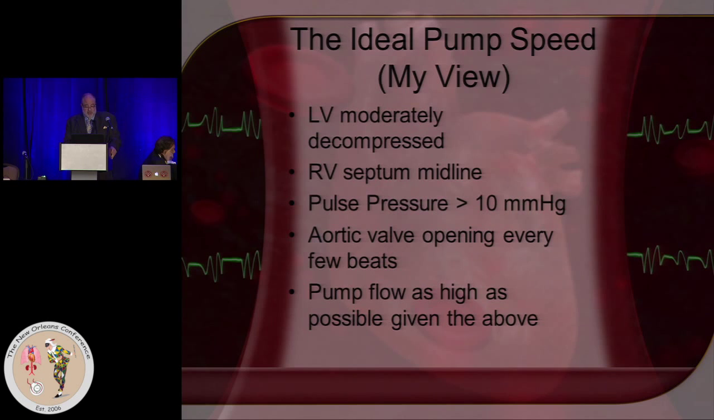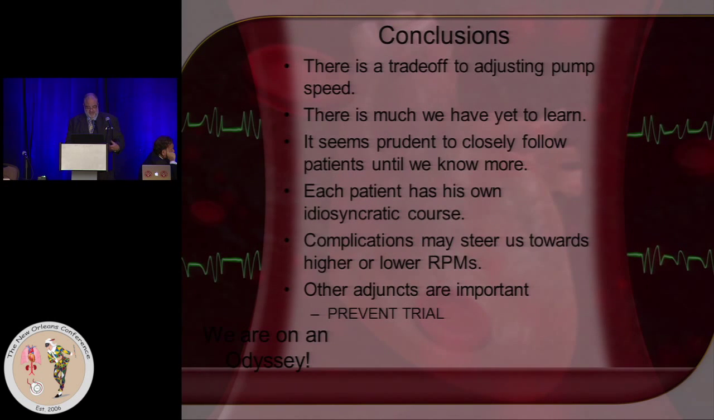In my view, the ideal pump speed: the LV is moderately decompressed, the RV septum is midline, the pulse pressure is greater than 10, the aortic valve opens every few beats, and the pump flow is as high as possible given the above. This is not published, this is my own philosophy based on the literature that I have seen and my experience.